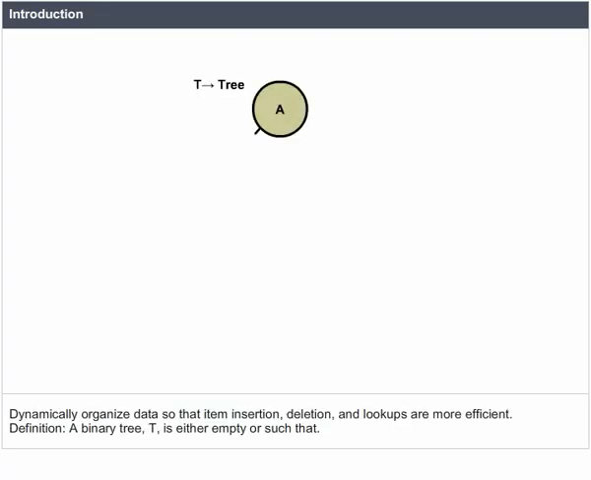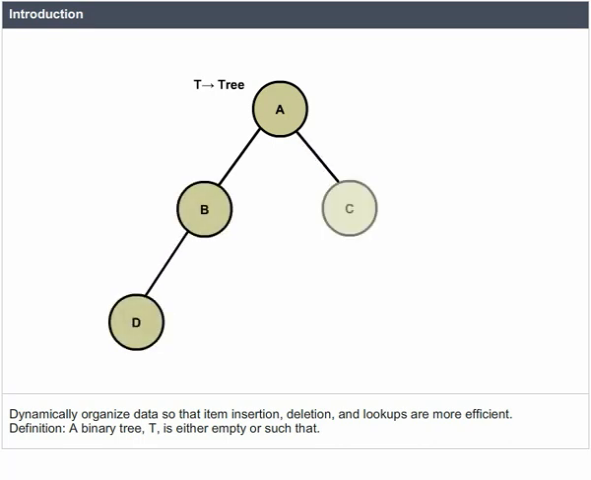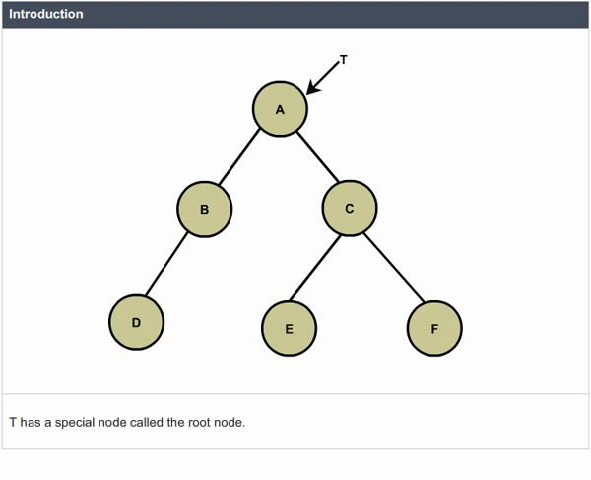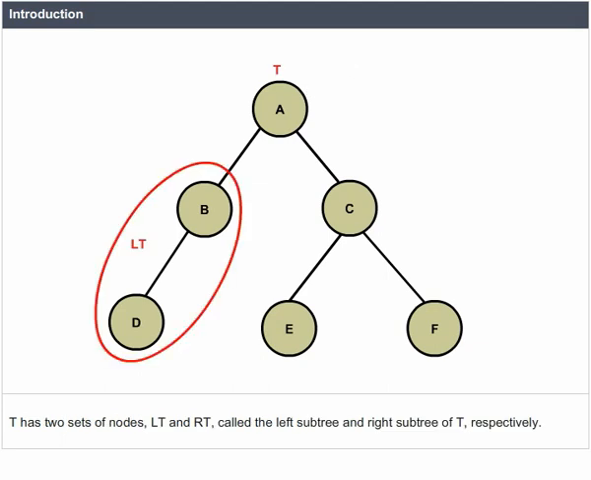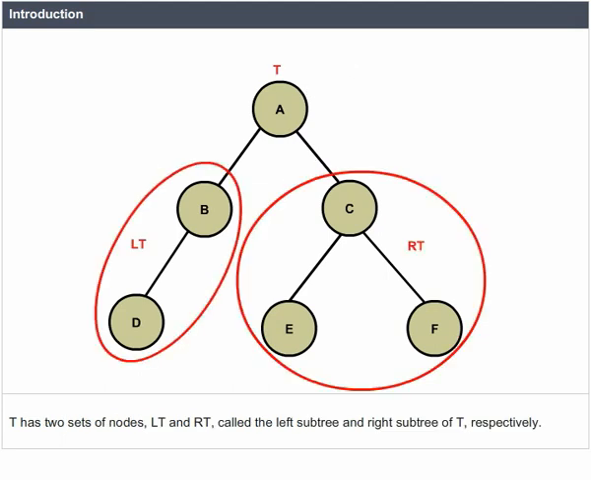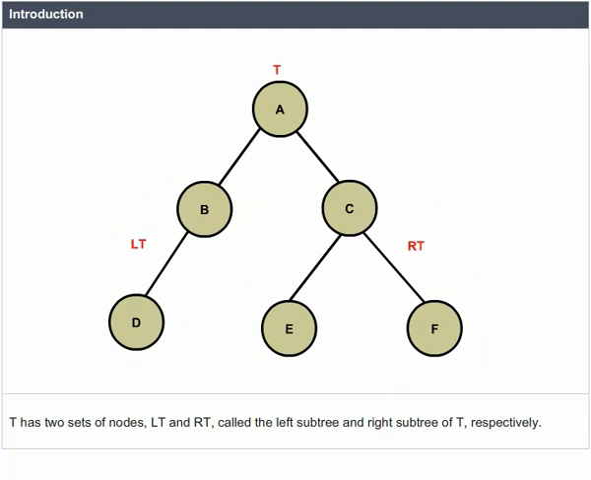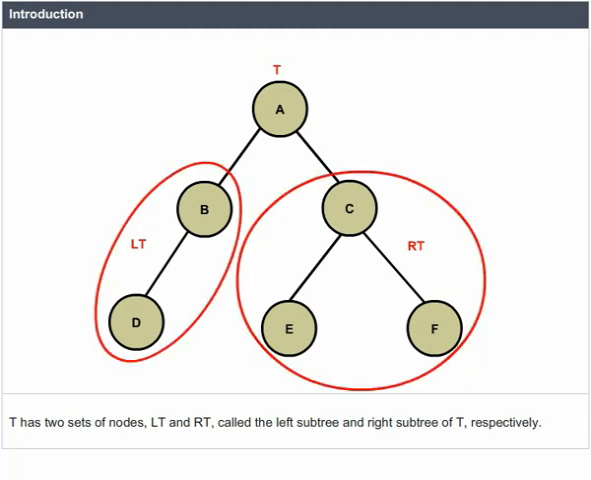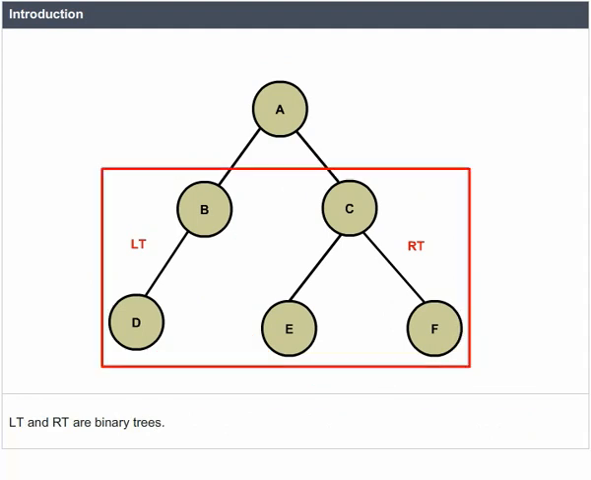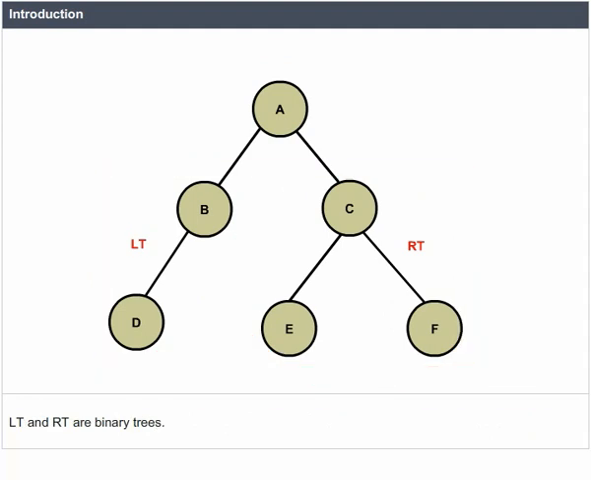Introduction. Dynamically organize data so that item insertion, deletion, and lookups are more efficient. Definition. A binary tree T is either empty or such that T has a special node called the root node. T has two sets of nodes, LT and RT, called the left subtree and right subtree of T respectively. LT and RT are binary trees.